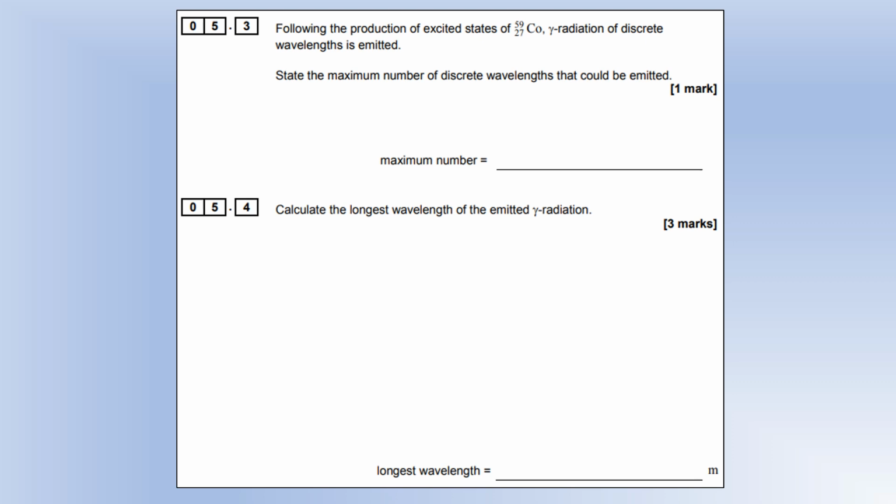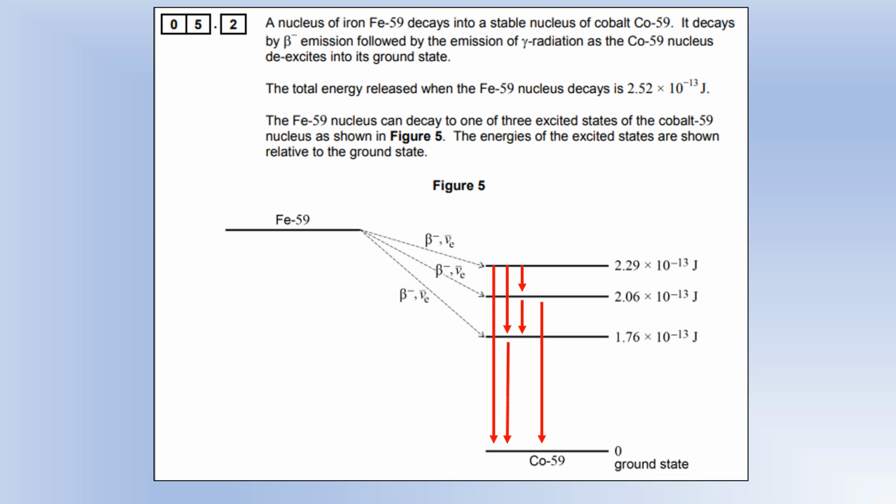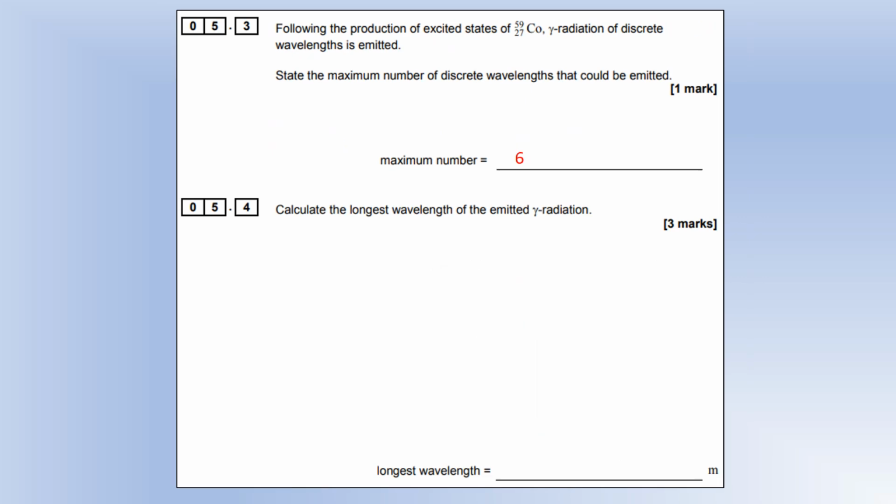So following the production of excited states of cobalt-59, gamma radiation of discrete wavelengths is emitted. State the maximum number of discrete wavelengths that could be emitted. So let's go to our diagram. So I've drawn the possible changes that could occur which indicate different photon energies. So starting at the highest energy level, we could go straight down to ground state. We could go to n equals 2, then to ground state. We could go to n equals 3, n equals 2, or we could go from n equals 2 to n equals 3 to n equals 1. So you can see there are 6 different energies that we could essentially produce. So there are 6 wavelengths of photon.